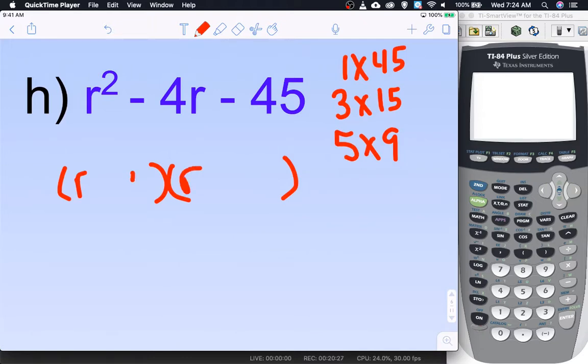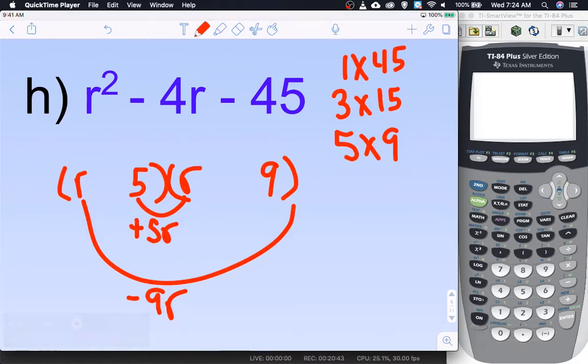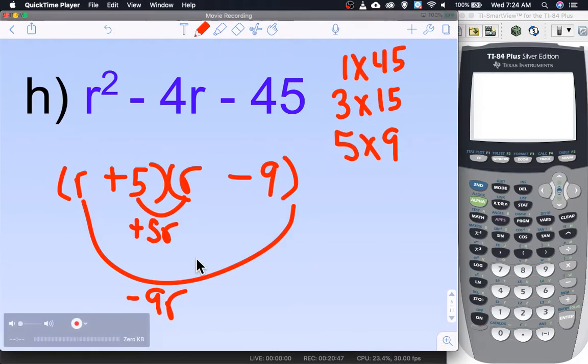So that's a 5r, that's a 9r. In order to make this a negative 4, my bigger number, my 9, would need to be the negative, and my 5 would be a positive. So that's a positive, and that's a negative. And let's check. That does give me negative 4r, and a positive 5 times by a negative 9 does give me negative 45. We're good.